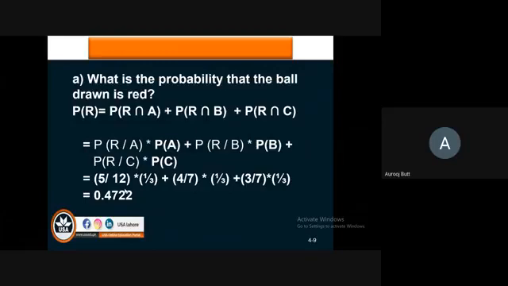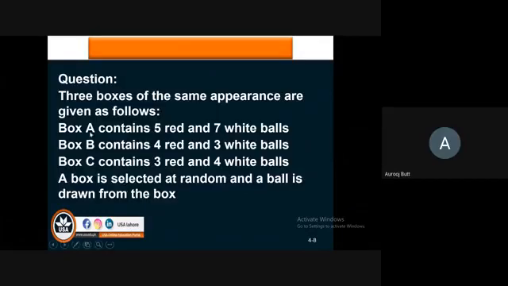Now you have to compute the probability that the selected ball is red in color. That means how many possibilities do we have over here? We have a total of 3 boxes: box A, box B, and box C. So what will be the cases? The first case is that it's red in color and it can be from box A. Plus, what is the second case? That it can be red in color and from box B. Plus, what is the third possibility? It can be red in color and from box C.